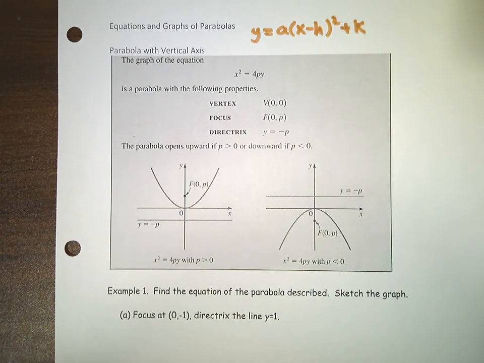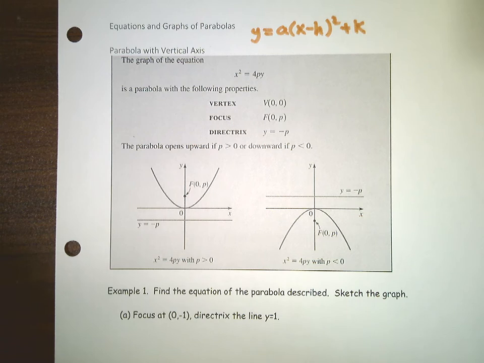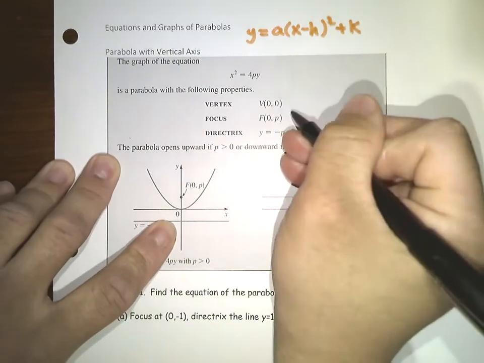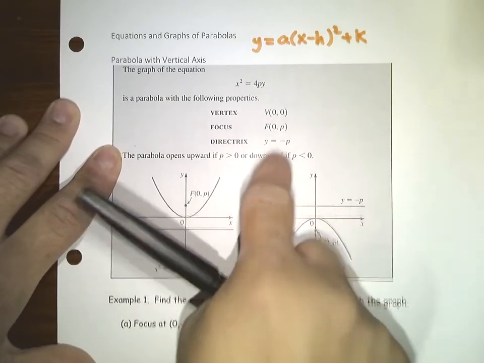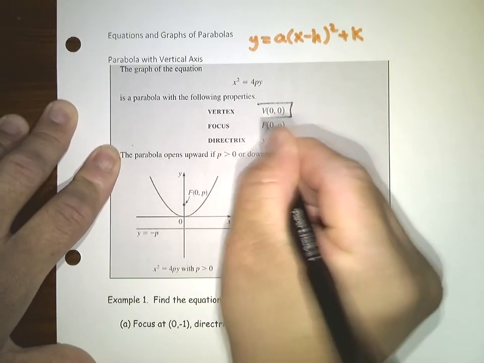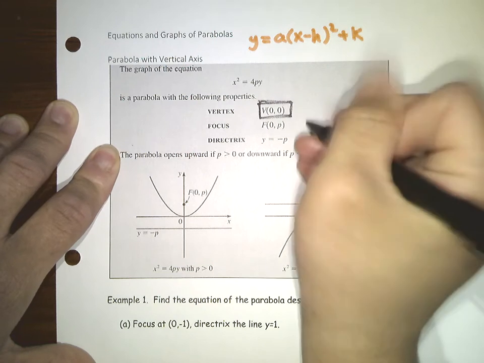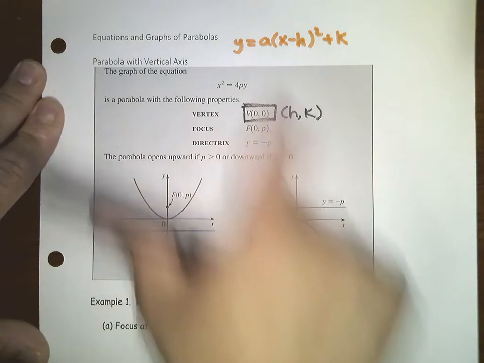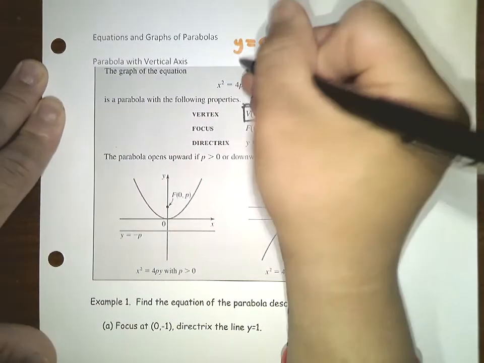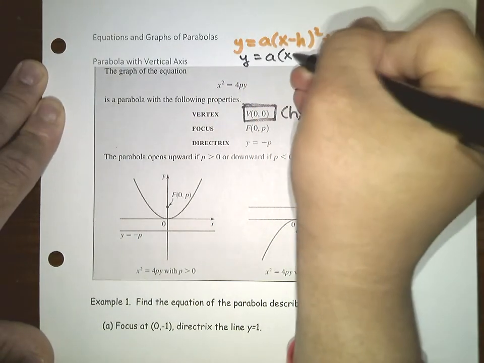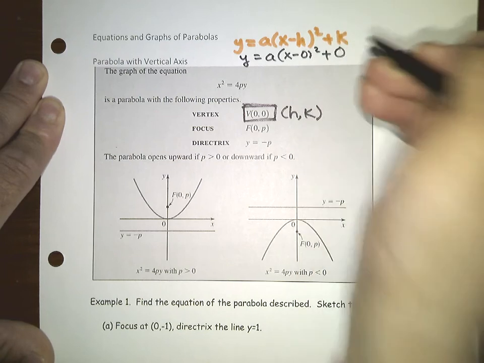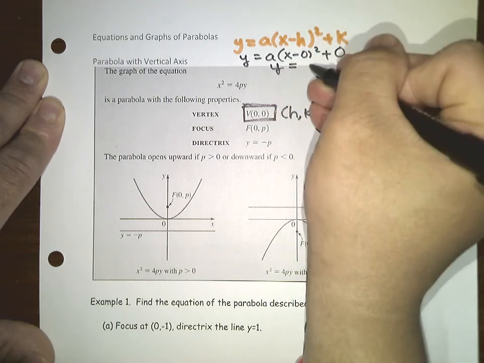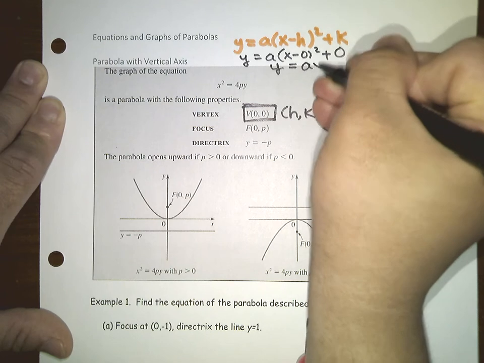And so right now, if we're actually going to look at this the way that it is, you see here, this box here is only for parabolas with a vertex at 0, 0. So that's h, k. Okay, so then if I look at this and I have y is equal to a times x minus 0 squared plus 0, then I have y is equal to a times x squared.